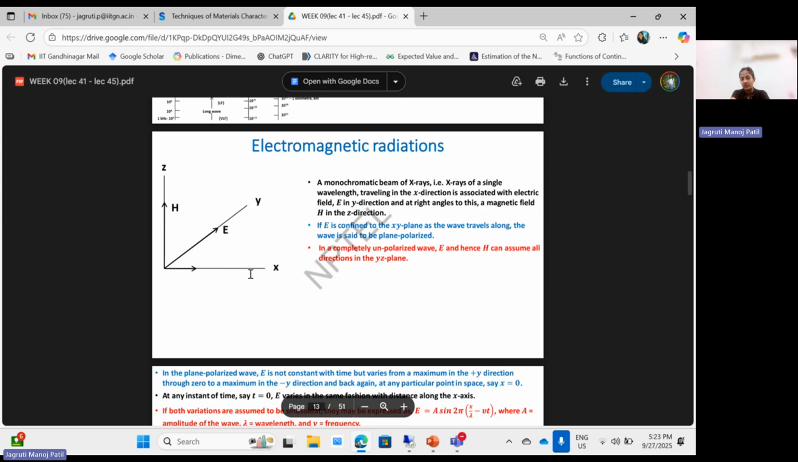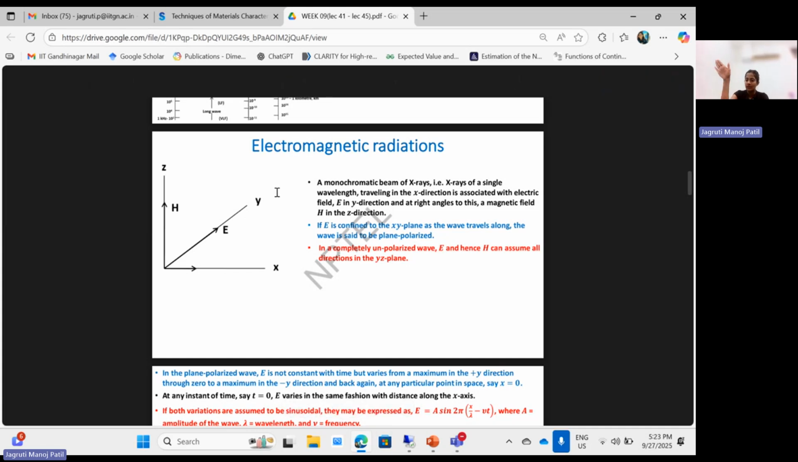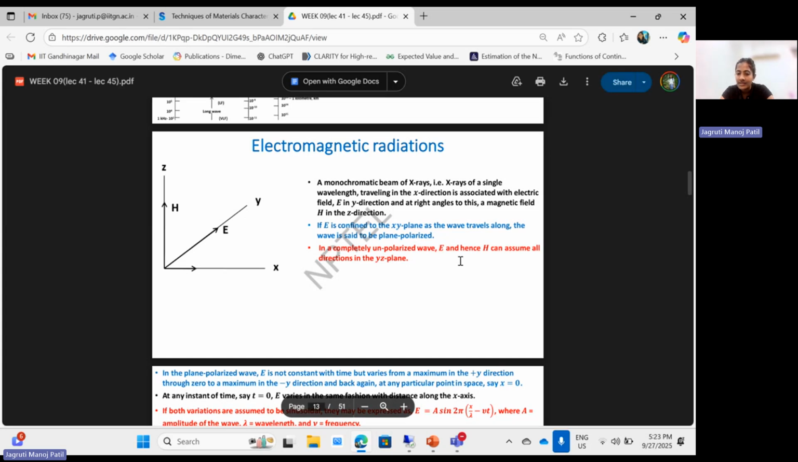If you take the cross product of both of them, you'll eventually go into the Z direction. Now, if your energy is confined to the xy plane as it travels along, then it is said to be plane polarized. So it's only proportional to that particular plane. So it's isotropic in that plane, right? Now, in a completely unpolarized field, we can assume all directions in the yz plane.